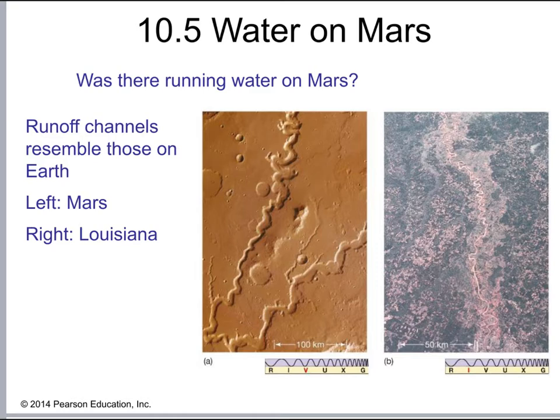Here are some interesting images kind of related to the idea that we're looking for evidence that there could be running water on Mars. We see surface features here that resemble runoff channels on Earth. On the right, we can see a picture of the Louisiana Delta, and here we see an image from Mars. And we can see that there's a lot of similarity between those two pictures. And so could these structures be the result of some sort of water feature? And it would be interesting if that turned out to be the case.